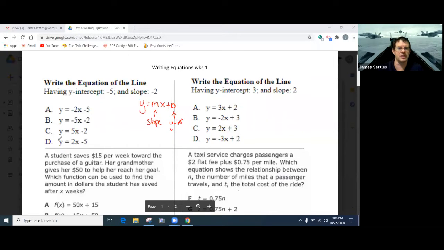So the slope is -2. -2 goes next to x. So it's not going to be this. Not going to be that. It's not going to be that. The only one that put the slope, which is -2, next to x, was A. So just make sure you're careful and that you don't rush this. Make sure the slope is going next to x.